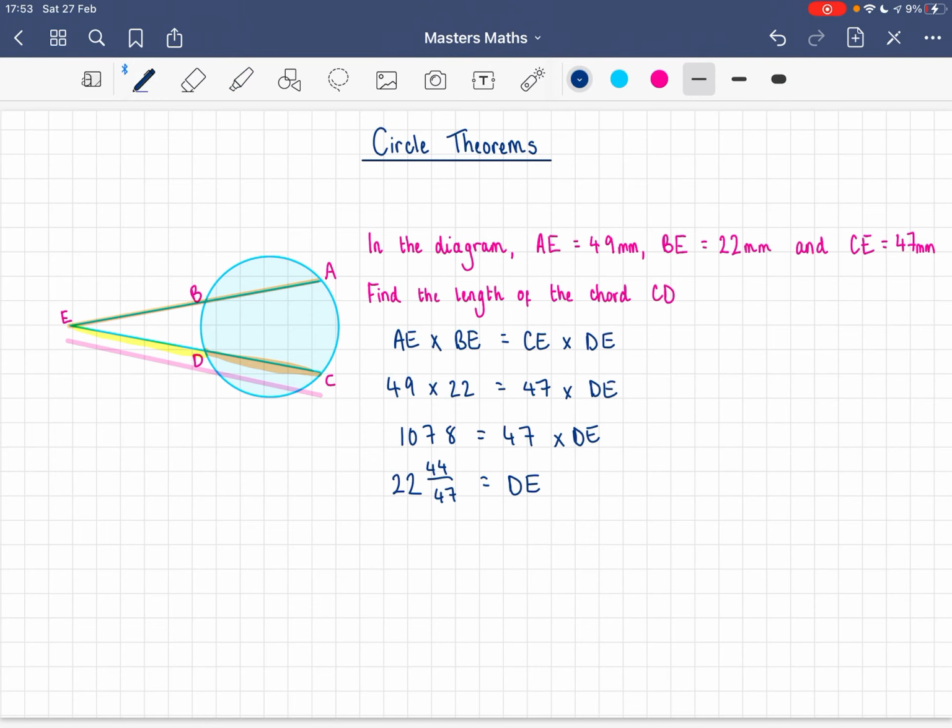So to do that, we are going to subtract. We are going to take the length CE, which was 47. We are going to subtract the 22 and 44 over 47 that we've just worked out. Sorry, 44 over 47, not 74. And that gave me 24 and 3 over 47. That is equal to CD, which is what you've been asked for. And that answers the question.